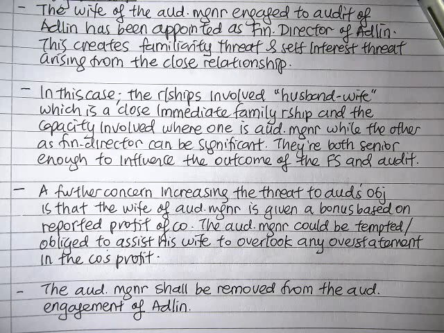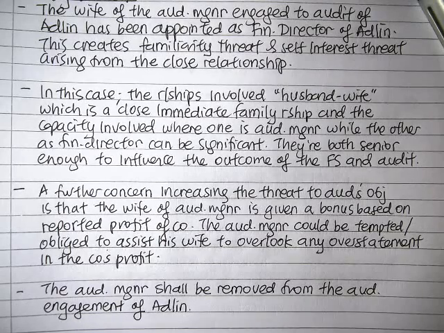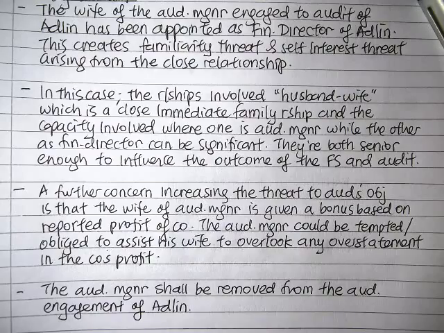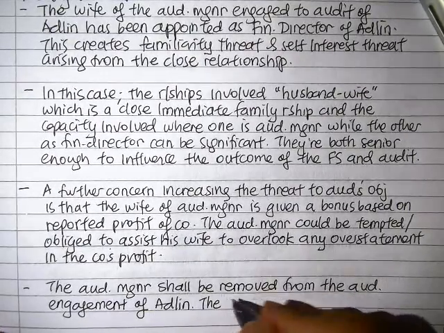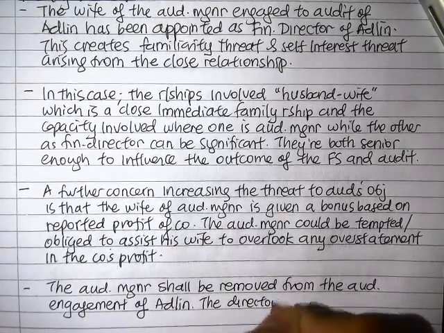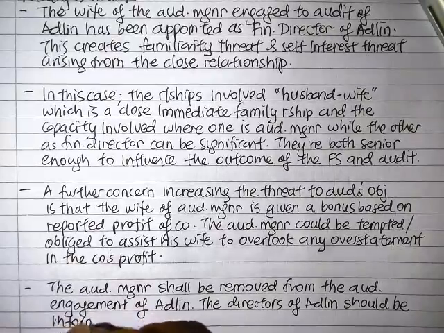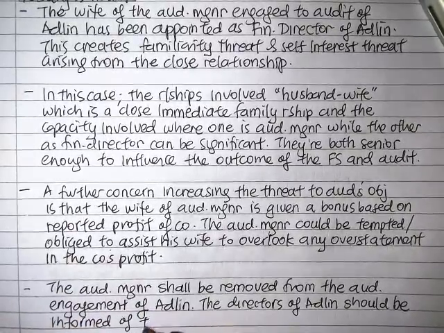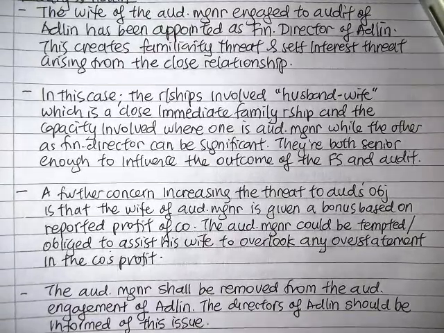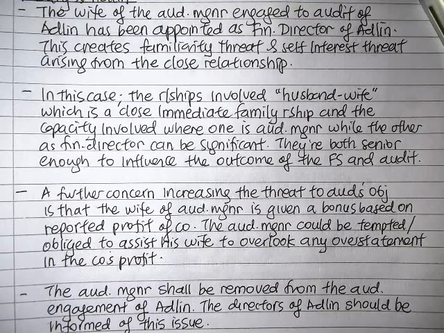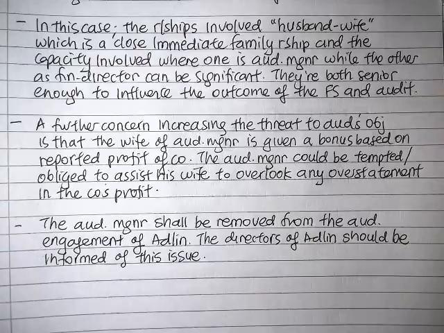So again, with this concern, what kind of safeguard are we looking at? Now the safeguard is pretty easy. Since the manager is affected, we should just remove the manager. Okay, so what we're supposed to do is the audit manager shall be removed from the audit engagement of Adeline. Now in fact, if there is a need, we should actually inform the client that there's this kind of threat. Okay, we can't just assume that the client is aware, so we do not know whether the wife has actually disclosed it to the company. So you probably should just inform them that there's this threat and this is what's going to happen.